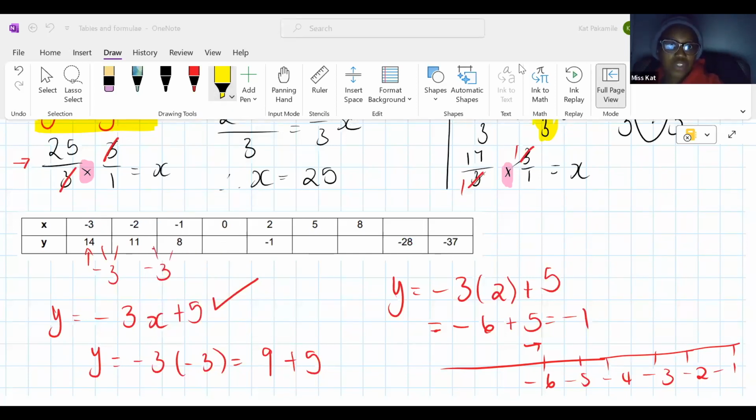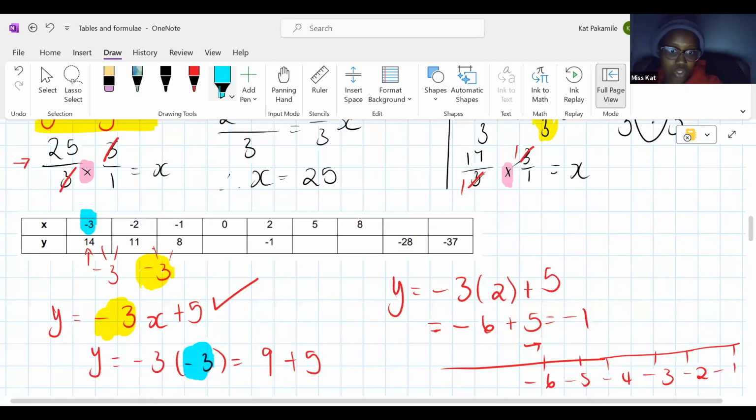Okay, so we took our multiplier and we put it there because it's going to be your multiplier times your input. So let me highlight them in different colors. That 3 is that 3. It's the input, goes there. Whereas the 3 in front is the multiplier. Cool. So you have to do that and check your answer.